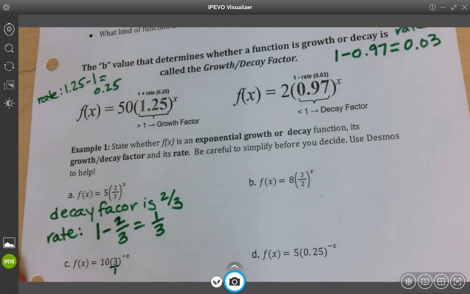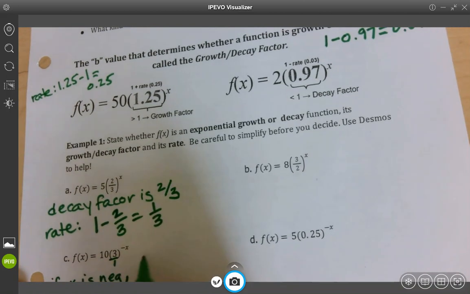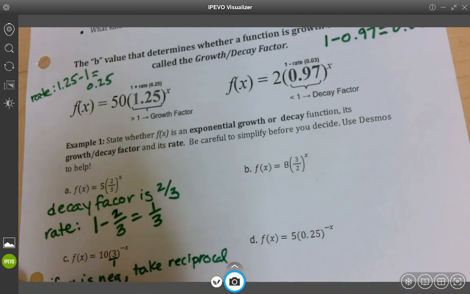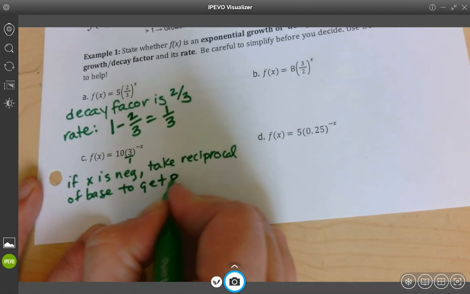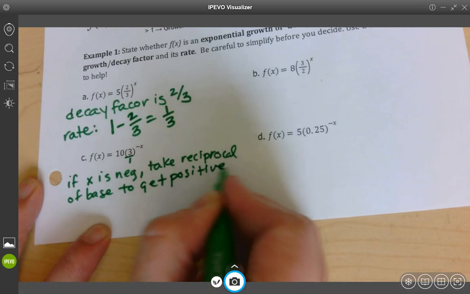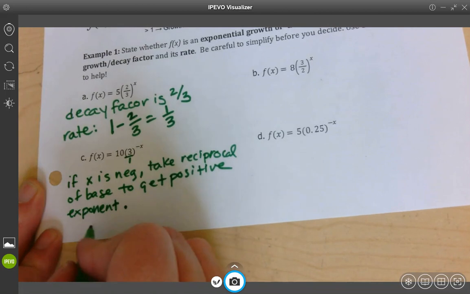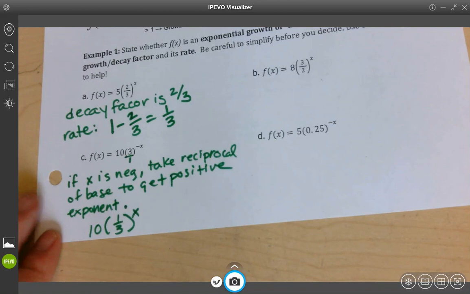It's basically the reciprocal. So when you have a negative exponent, so if x is negative, take the reciprocal of the base, and then you can have a positive exponent. So then it becomes 10 times 1/3 to the x. So now that we have a positive x, we can evaluate it.